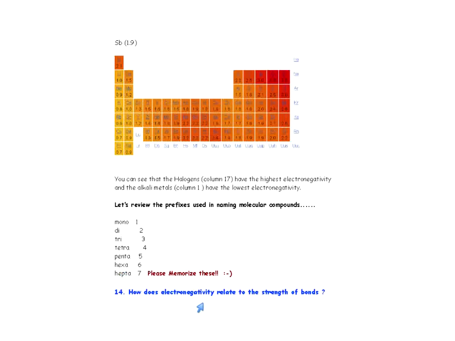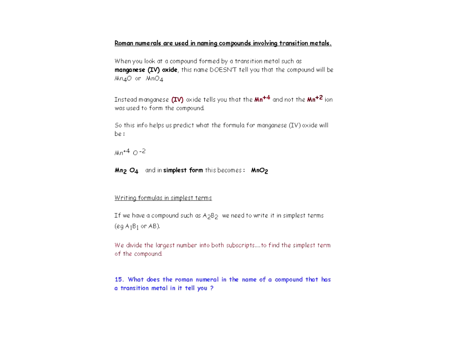Question 14 then, how does the electronegativity relate to the strength of bonds in a molecule? Okay, remember it has to do with the difference in those EN values. And how does the difference in EN values relate to the strength of a bond? Yeah, the bigger the difference, the stronger the bond. Good stuff. All right.